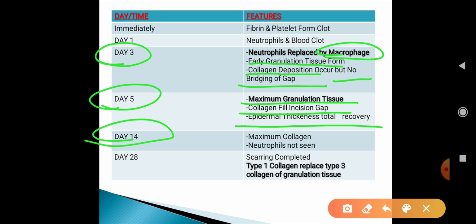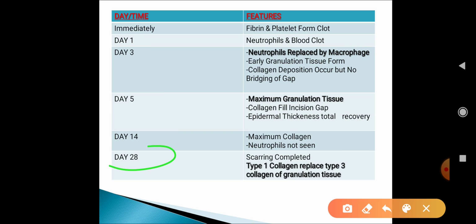And on day 14, after approximately 2 weeks, neutrophils are not at all seen, right? It is completely replaced by fibrotic tissue. There will be maximum collagen. So after 2 weeks, there will be only collagen tissue. There will be only fibrosis. And after the 28th day, right, the scarring is totally complete.